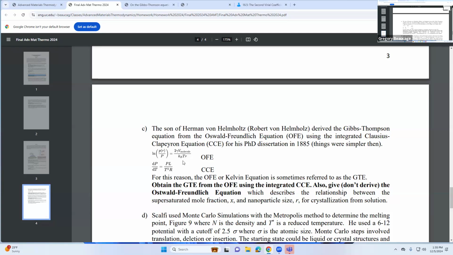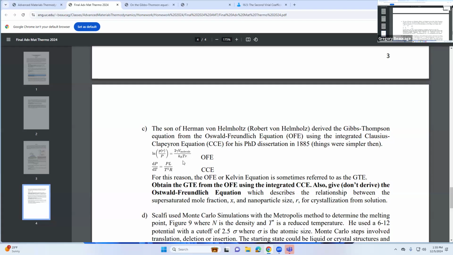And dt over t squared is d of 1 over t. That's what we did for the Clausius-Clapeyron thing, and then this ends up giving you 1 over t minus 1 over t zero. And then ln of p over p0, and then delta h over r.